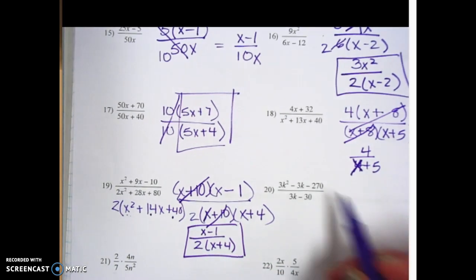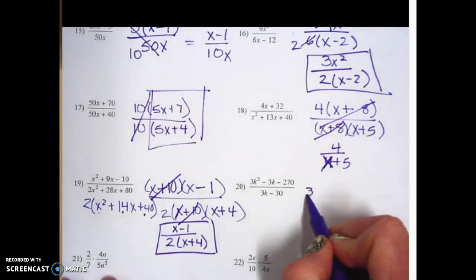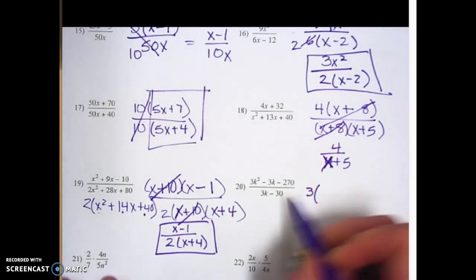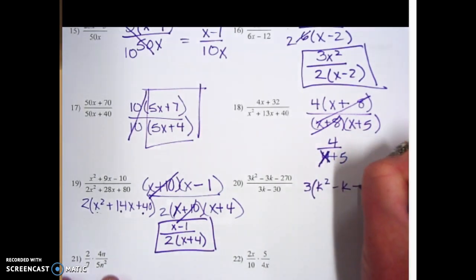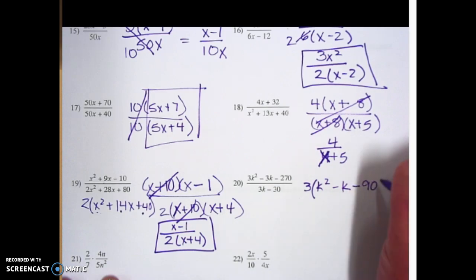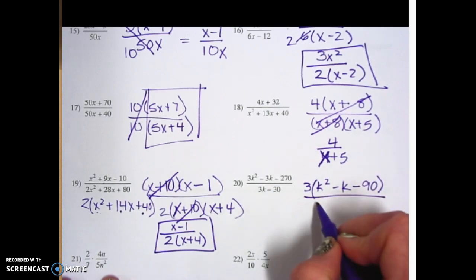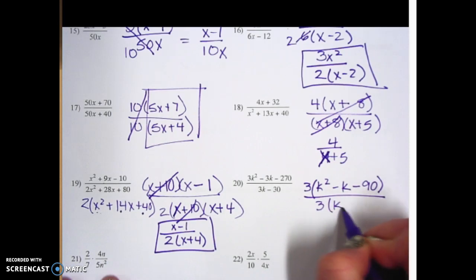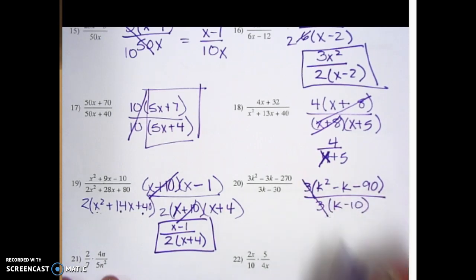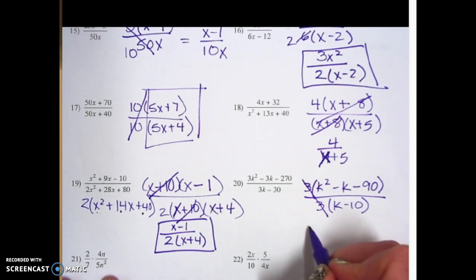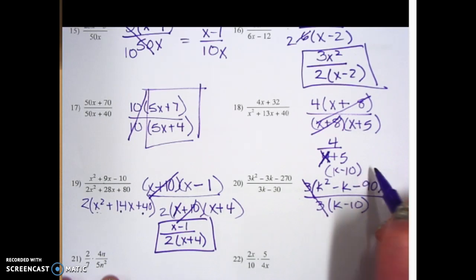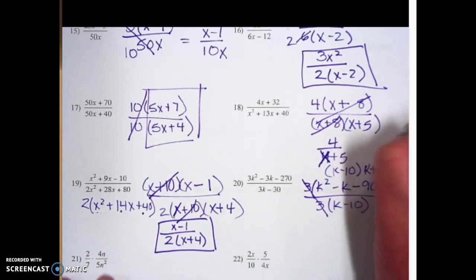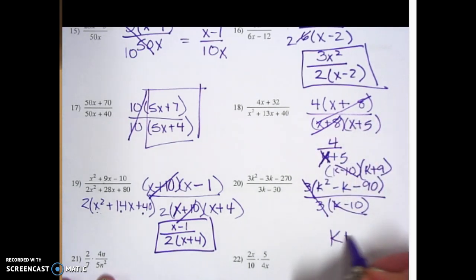In the numerator of number 20, I'm seeing a lot of 3's, right? So I'm guessing 3 is factorable. It's the GCF, so that leaves us with k squared minus k minus 90. And in the denominator, factor out a 3 as well. So that leaves us with k minus 10. 3's obviously cancel. This numerator is easily factorable because I'm guessing it's k minus 10 and k plus 9. So the k minus 10's cancel, and we're just left with the k plus 9.